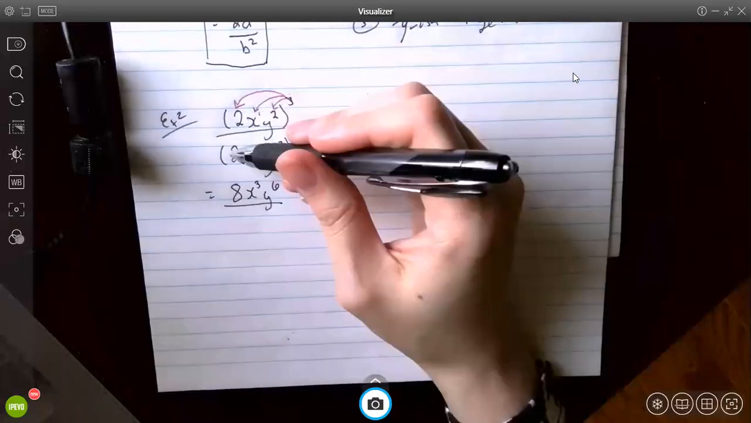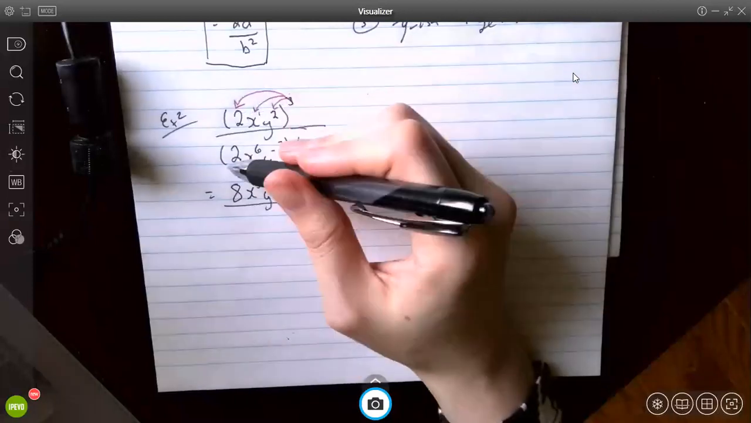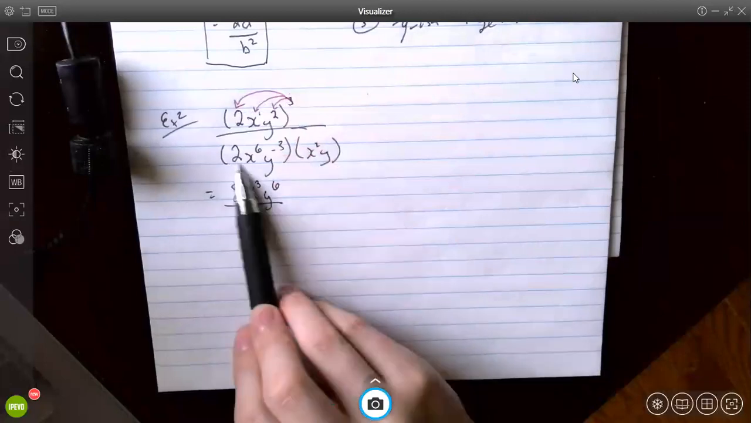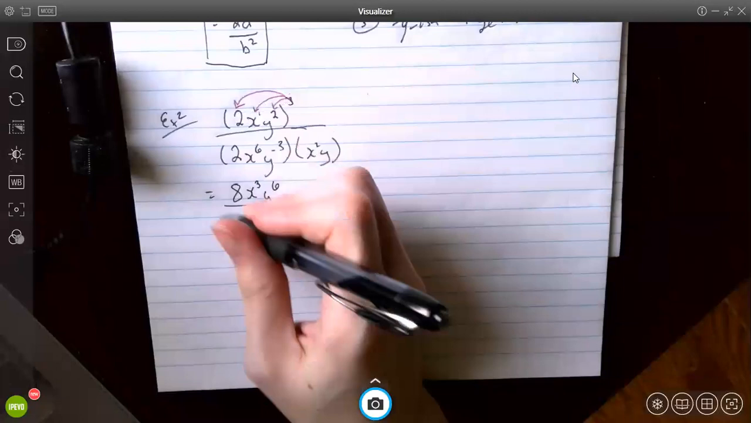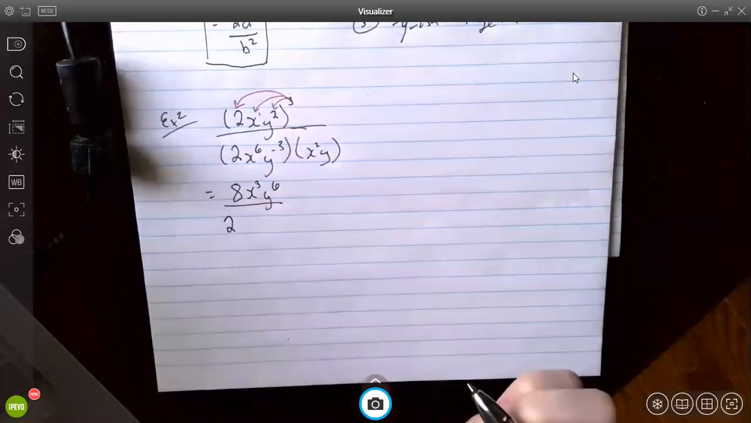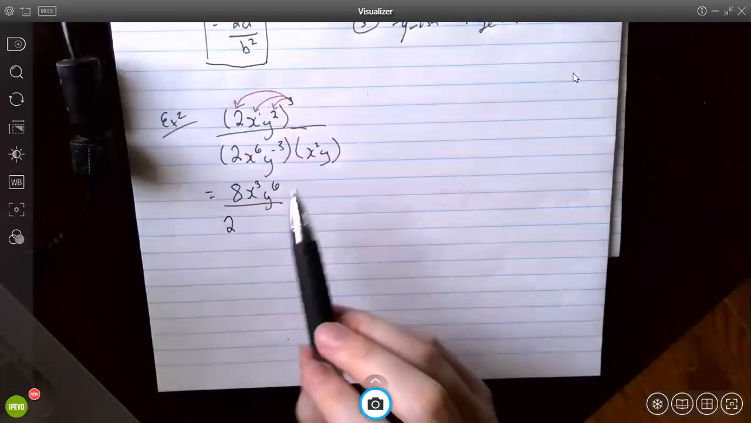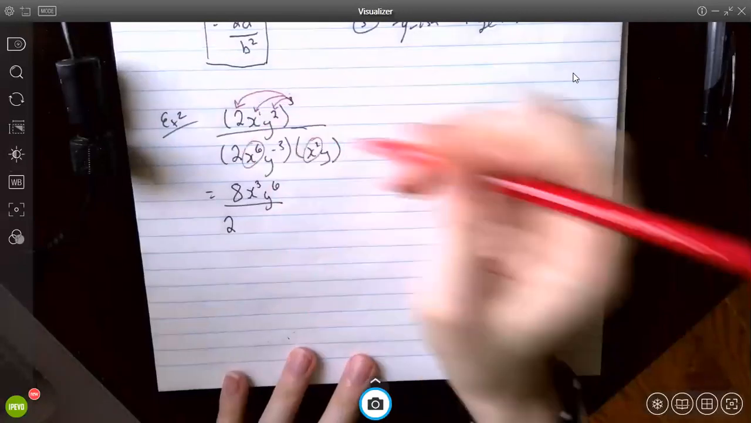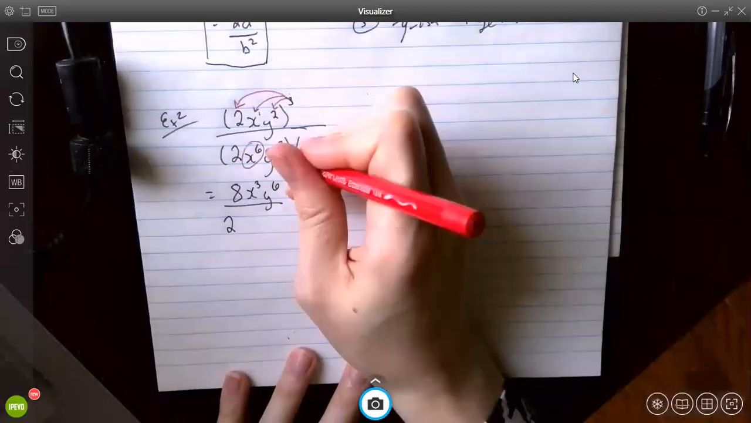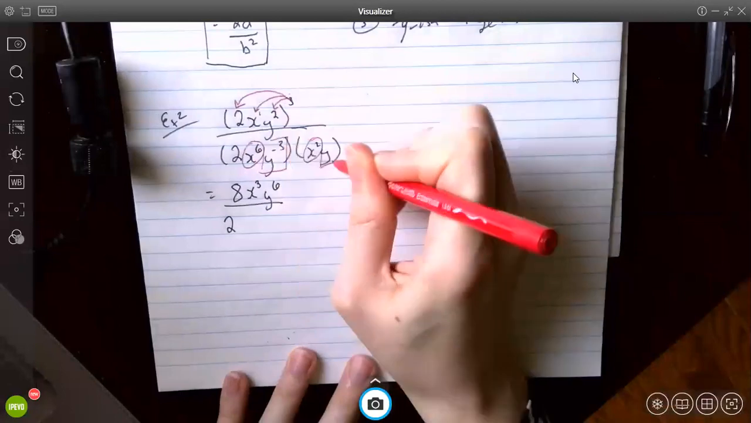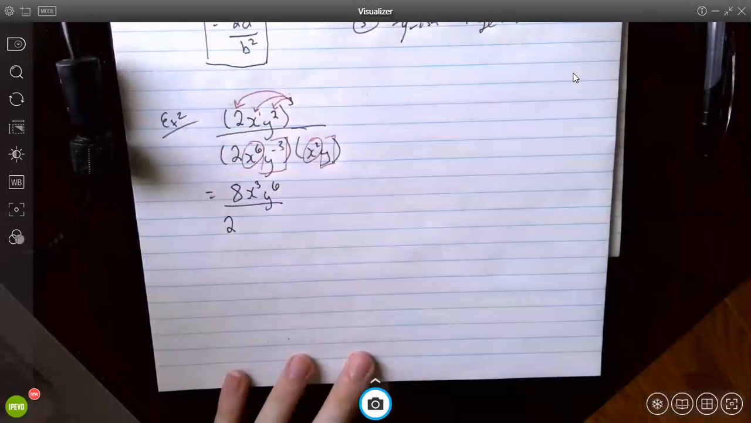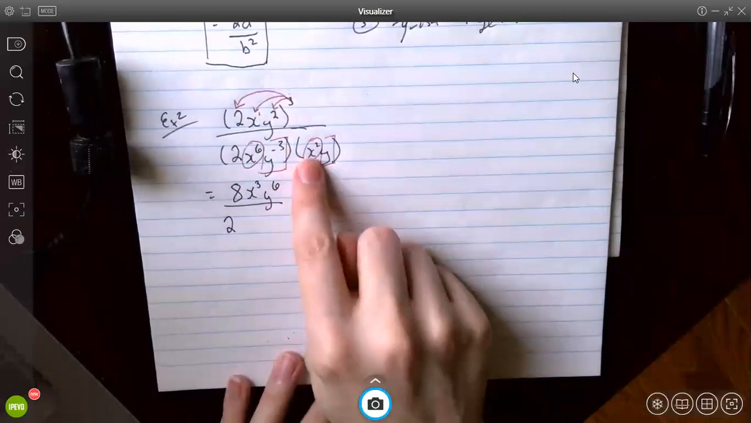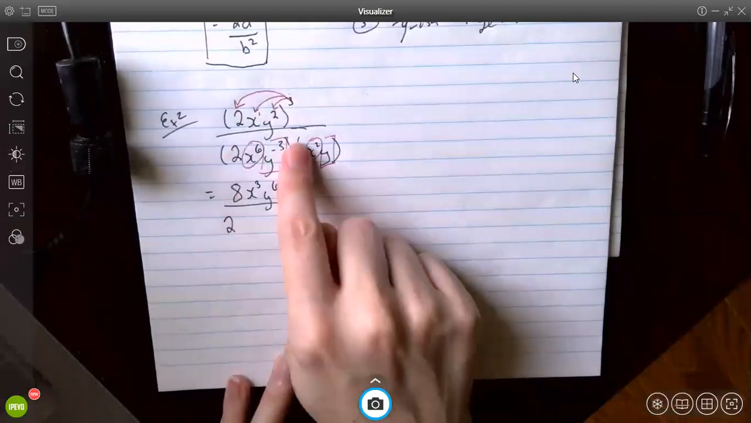Now we're going to deal with the bottom. I have this 2 here. There's no other whole number on the bottom, so I'm just going to keep that as a 2. And then I have these 2 x's that are going to go together, and these 2 y's that can be simplified together. Now, because these are both in brackets, I am multiplying them together.